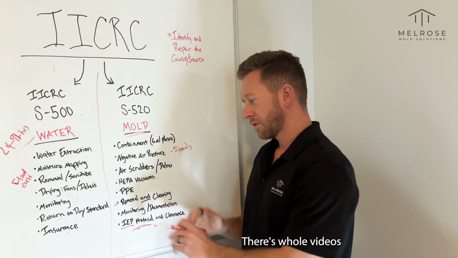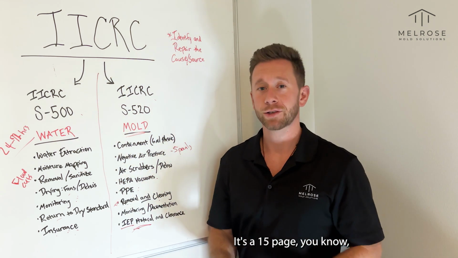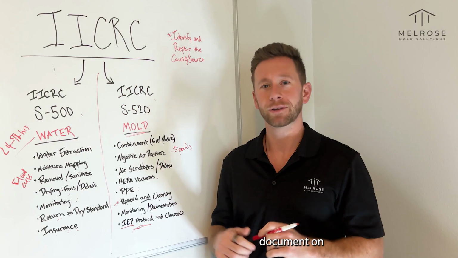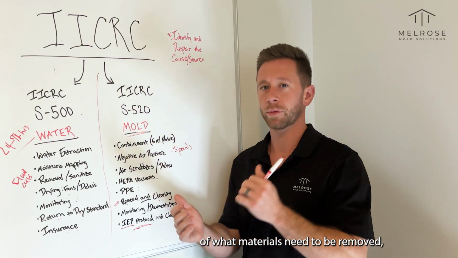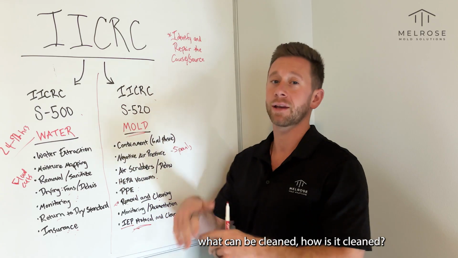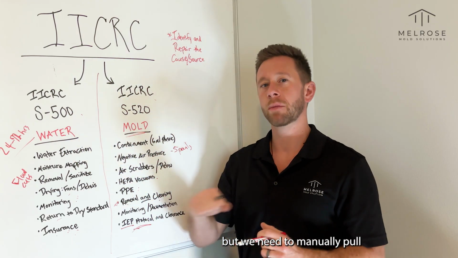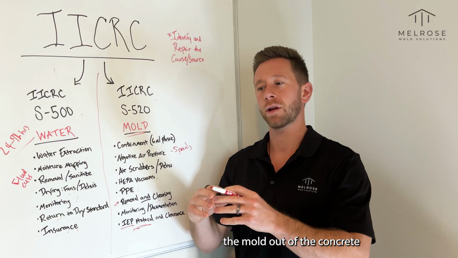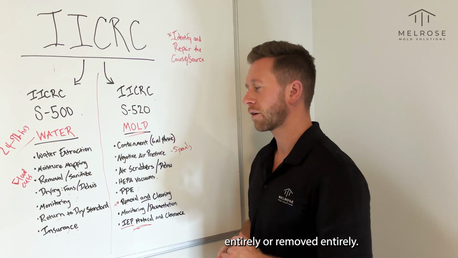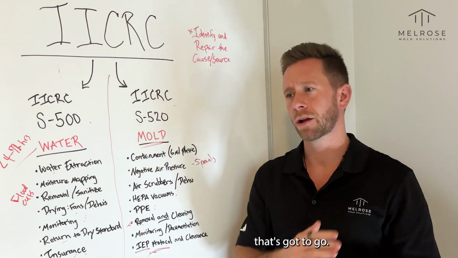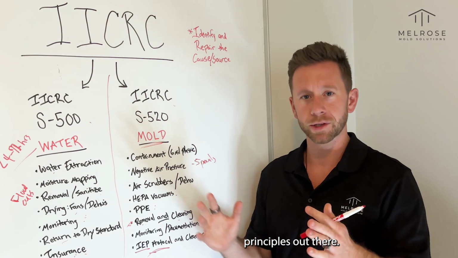Removal and cleaning, there's whole videos I've done on just these. I've done the mold removal guide. It's a 15-page document on a lot of this in summary with some pictures and layouts of what materials need to be removed, what can be cleaned, how is it cleaned. Usually the peroxide protocol is the safest, but we need to manually pull the mold out of the concrete and the wood surfaces that might not be cut out entirely or removed entirely. The drywalls, the insulations, that's got to go. Every job's different. I'm just kind of throwing some principles out there.